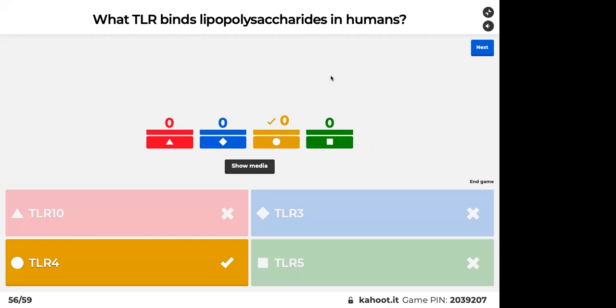So some of them that we learn about include TLR5, which is what binds flagellin. TLR4 is what binds LPS, or lipopolysaccharides, which is a key component of bacterial cell wall, if I recall correctly. And TLR3 binds double-stranded RNA, and I don't even think TLR10 is a thing. It's not something we learn about anyway. I probably just threw that in there. But there are 10 TLRs altogether, so maybe there is one. Just we don't learn about it. Cool.